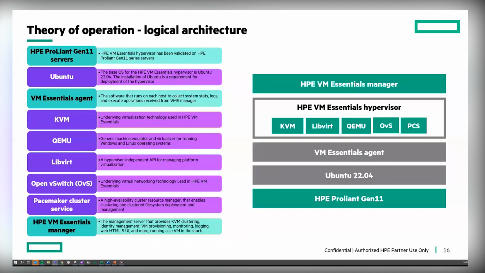So on the right is what a single node would look like. You'd have the ProLiant Gen 11, Ubuntu, VM Essentials agent, all of these long-standing, field-tested, open-source components that we've brought together to make this offering. And then the manager, which again, single appliance-based virtual machine that you'll use to manage the entire cluster.